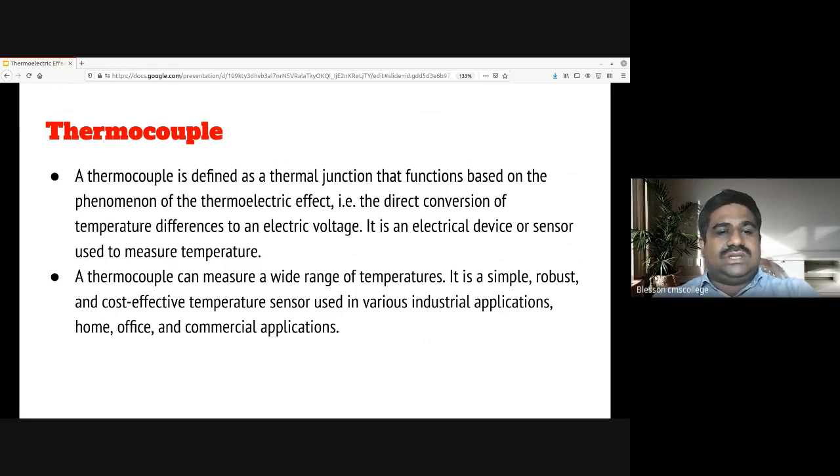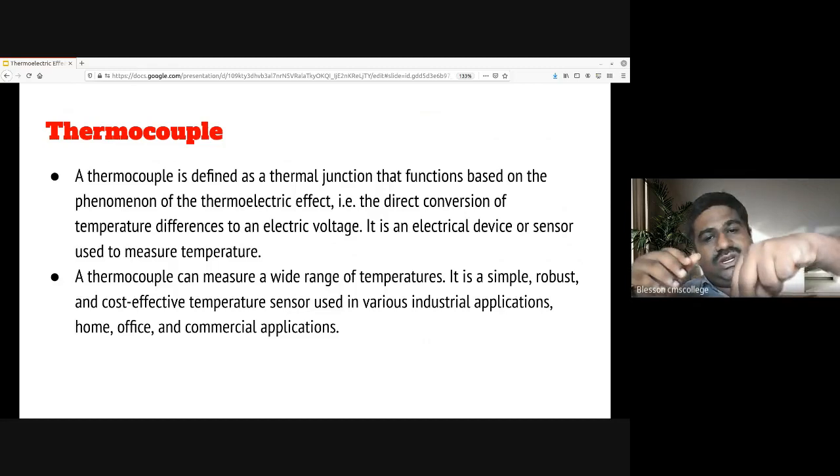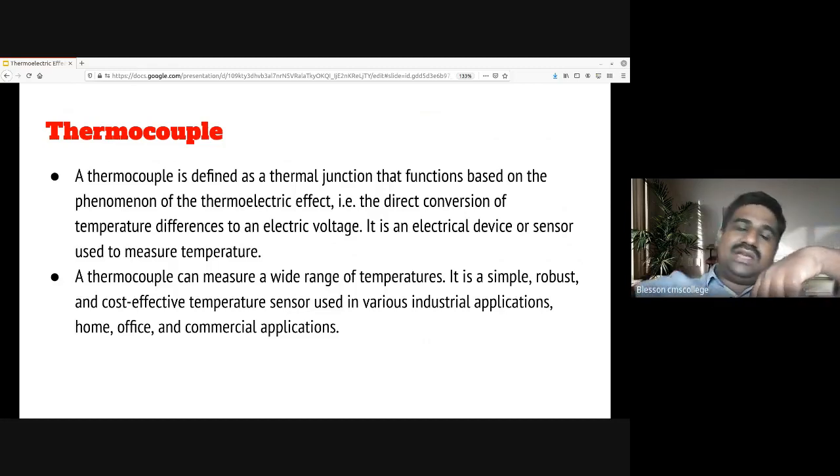And now we will discuss what a thermocouple is. A thermocouple is nothing but a thermal junction that functions based on the phenomenon of the thermoelectric effect. So it is used as an electrical device or a sensor to measure temperature. I'll illustrate an example. Suppose we have a furnace which has a high temperature, and we need to find the temperature inside the furnace. So we have a thermocouple whose one junction is in the furnace, and the other junction is kept at a reference temperature, say 0 degrees Celsius or 100 degrees Celsius.